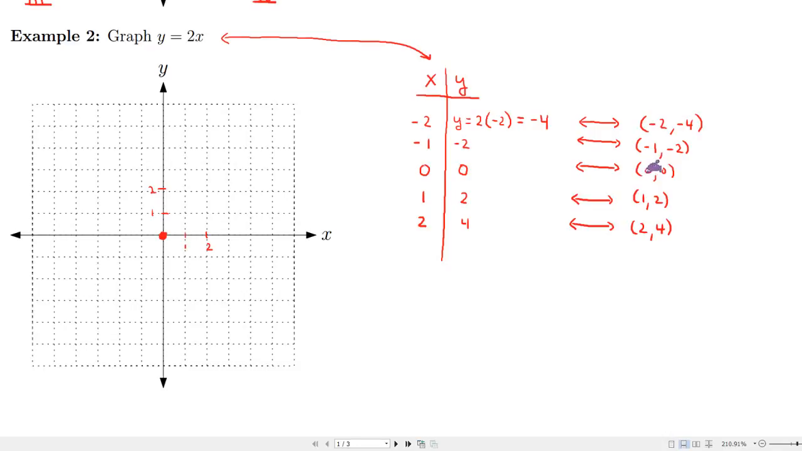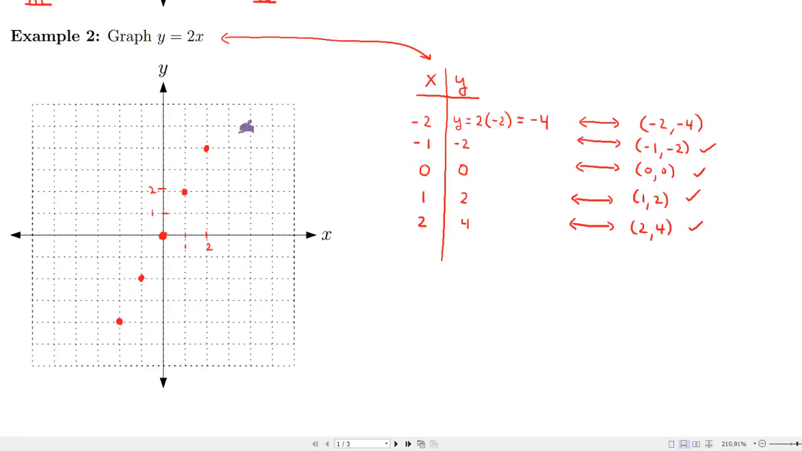So we plotted 0, 0. What about 1, 2? So 1, 2. It's right here. So we plotted that one. 2, 4. So 2, 4 is that one. -1, -2. So -1, -2. And -2, -4. -2, -4.